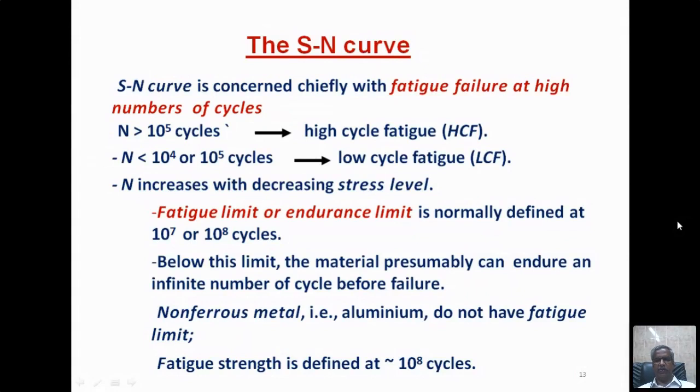Non-ferrous metals do not have a fatigue limit, and the ferrous materials will have a definite fatigue limit. Fatigue strength is normally defined at 10^8 cycles, or 10^7 or 10^8. This is for unwelded materials. For welded joints, this criterion is 2 × 10^6 cycles, and that's enough for welded joints, because welding already introduces a lot of stresses, stress concentration, and even micro pores and porosities. So even a 2 million cycle life is enough if the joint is in use.